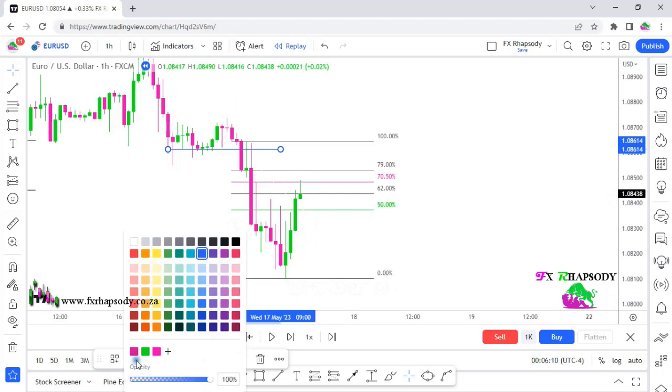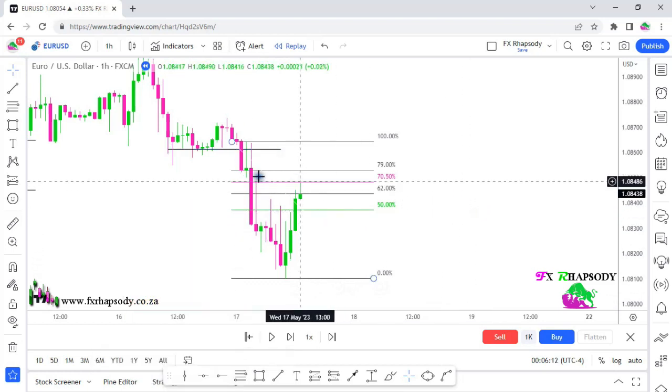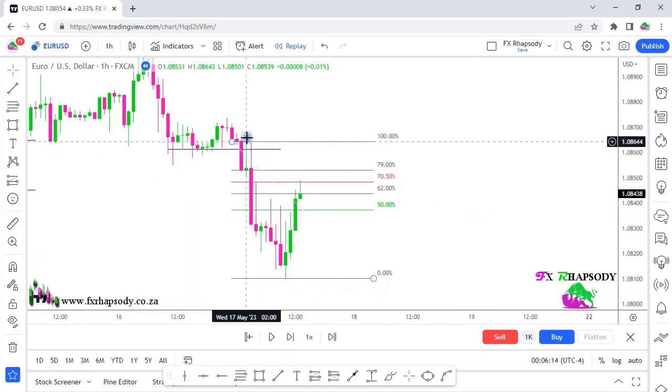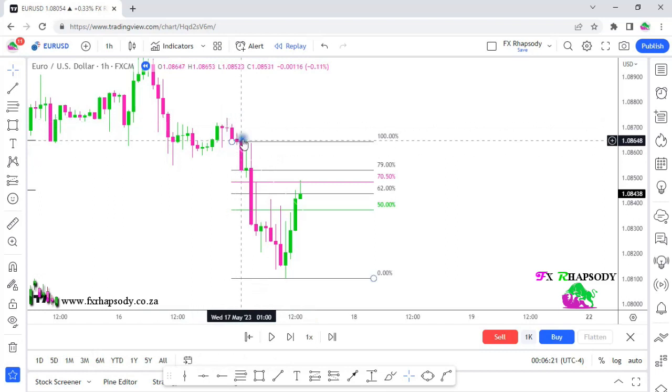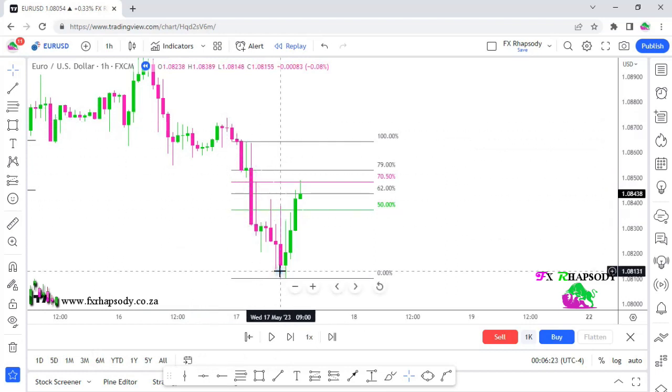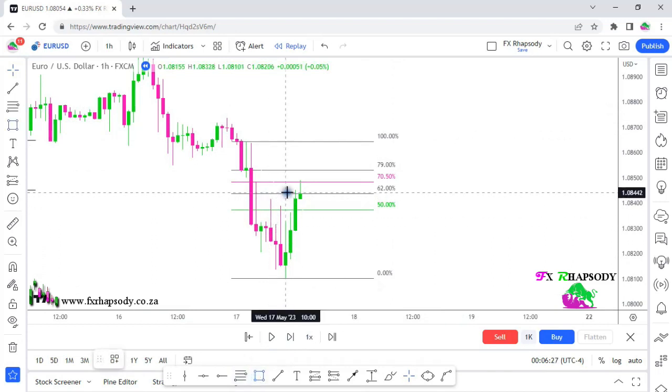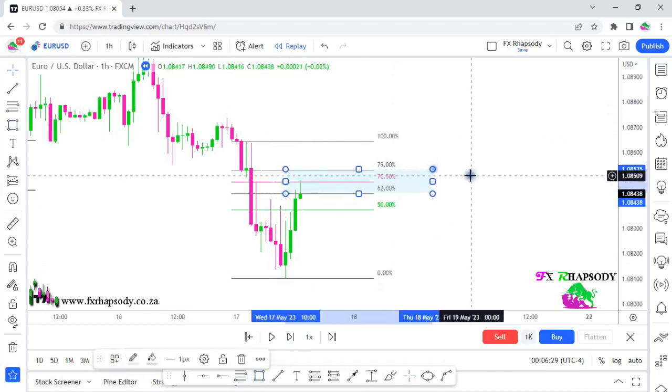I'm just going to make it black. So that is why I'm putting that swing high over there and not above here. So that's my swing high, and this is going to be my swing low. We're waiting for price to retrace back to the 62% area. So that's the area that we're concentrating on.